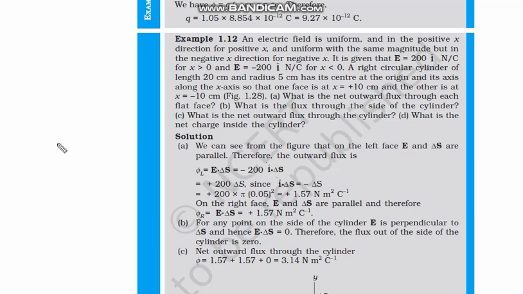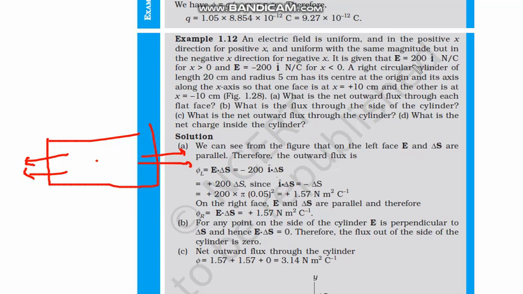So what is the meaning of this? Let us draw this cylinder. This is the cylinder. For positive x direction, this electric field is also in positive x direction and uniform with the magnitude, but in negative x direction for negative x. So the electric field is in positive x direction for positive x, and in negative x direction for negative x.